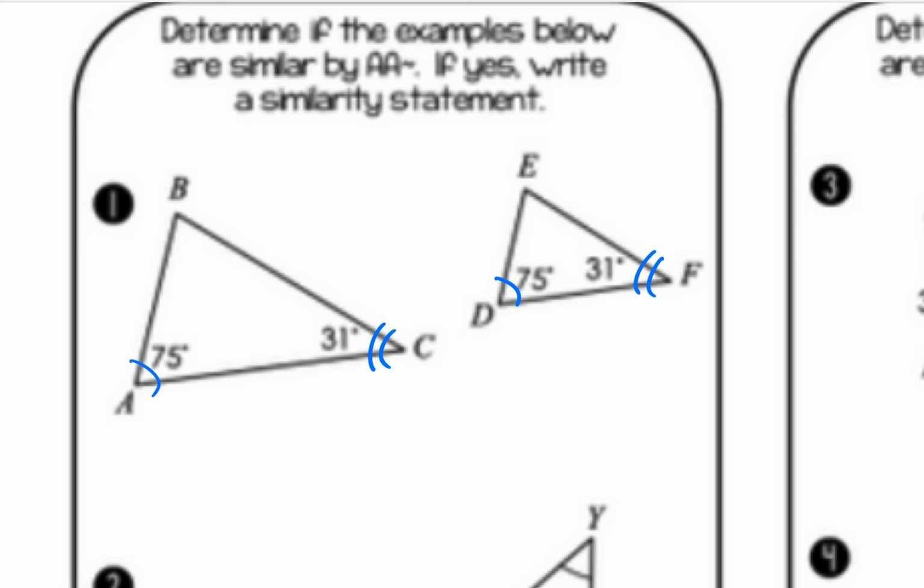These are the givens, but since angle A corresponds to angle D and they're congruent, and angle C is congruent to angle F, then angle B will also be congruent to angle E. However, we're just going to stick to those two given pieces of information, so we can say yes, these two triangles are similar by AA similarity. We're given two angles, so let's write a similarity statement: triangle ABC is similar to triangle DEF. And by the way, this squiggly line is the symbol for similarity.